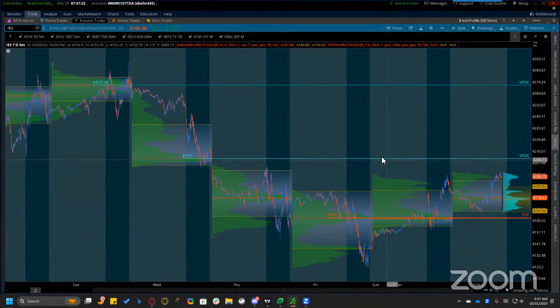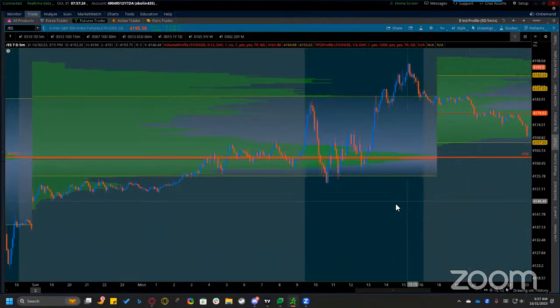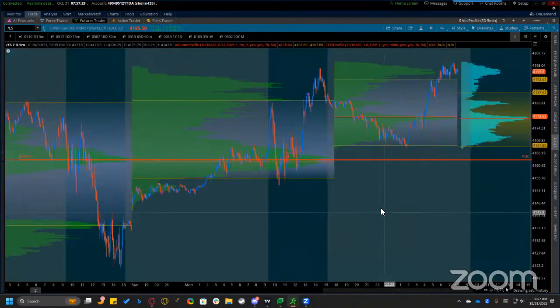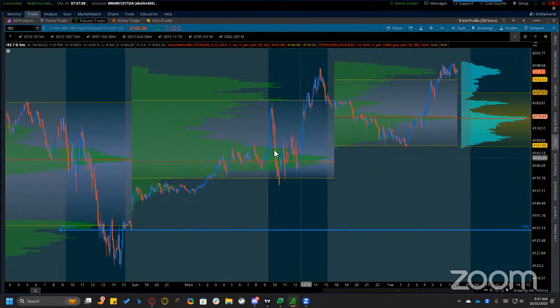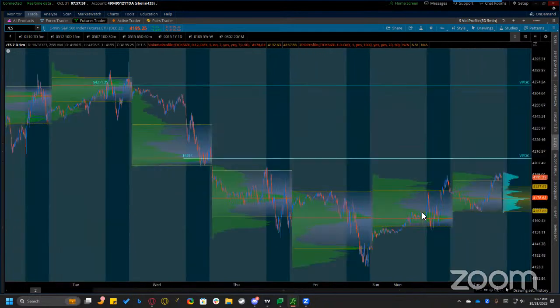All right, I mentioned I was going to carry forward that point of control yesterday, that it wasn't a VPOC anymore. It was just a POC. And we actually spent so much time there that it became a point of control. See, that was Monday. It became a point of control for Monday. So we're going to take it off. That was Friday's point of control carried over into Monday. We spent so much time at that level that it became Monday's level as well. So we'll get that out of the way. We'll put a real VPOC level there.